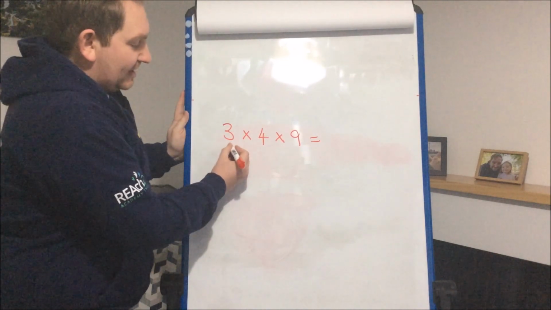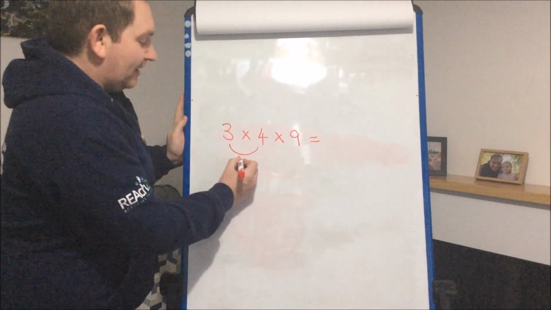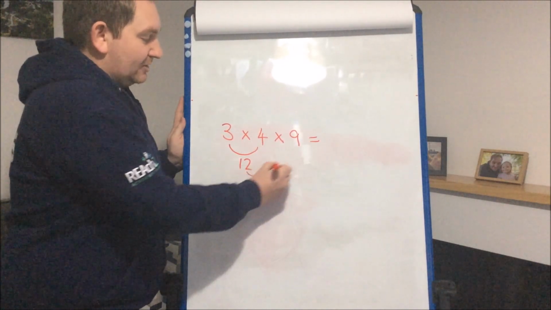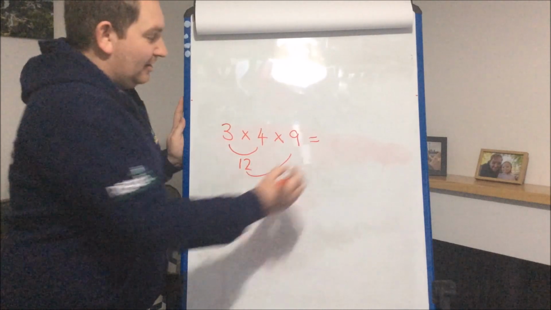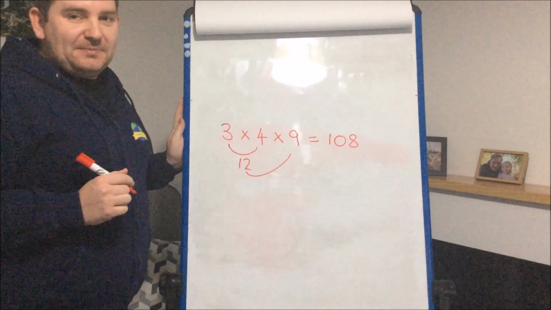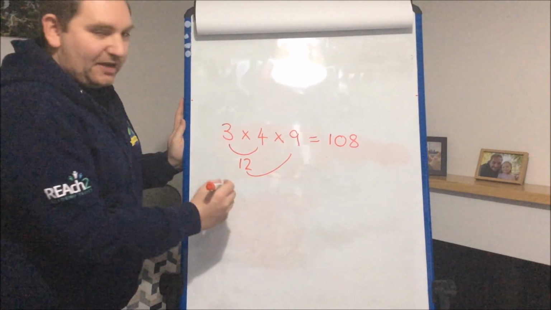Okay, so firstly, 3 times 4 is 12. We can now times 12 by 9. So 12 times 9 is 108. Easy peasy. Here's another question for you to have a go at on your own.